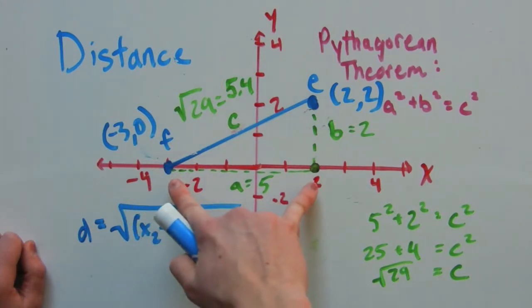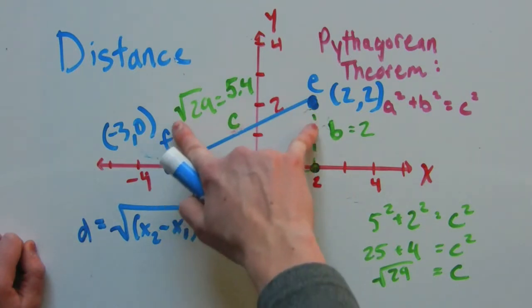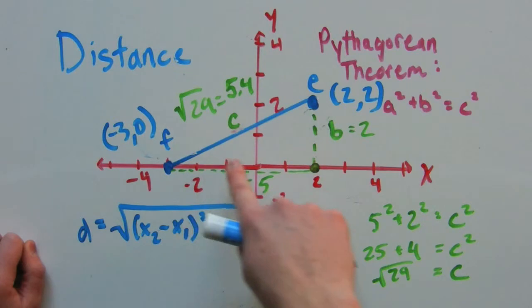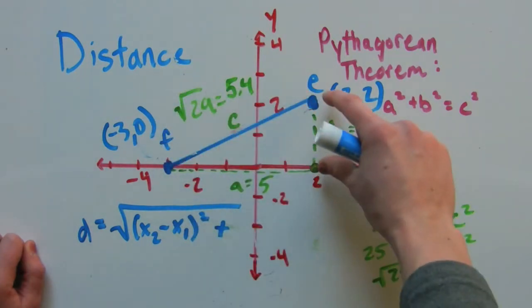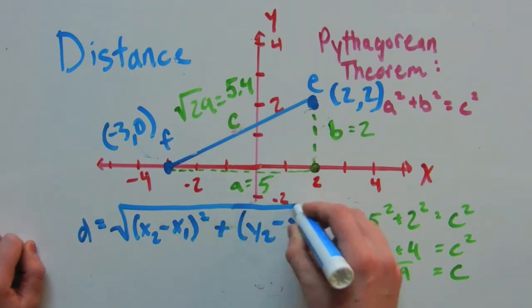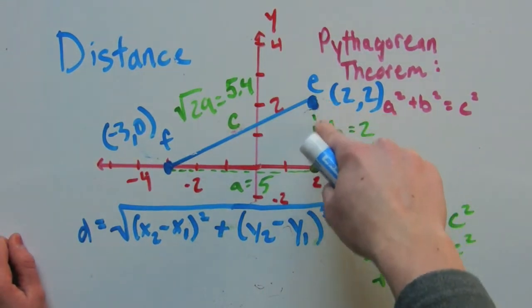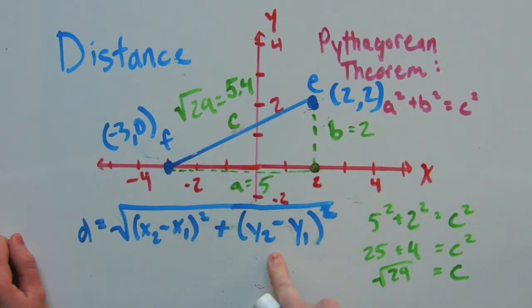Plus, now that we took care of the horizontal direction, the difference in the horizontal direction between F and E, we have to take care of the vertical direction. So that's simply the change in y. And that would be y2 minus y1, and that quantity squared. We went up to, or we went down to, -2 or +2, when you square it, it's going to be a +4, which we got when we did the Pythagorean Theorem.